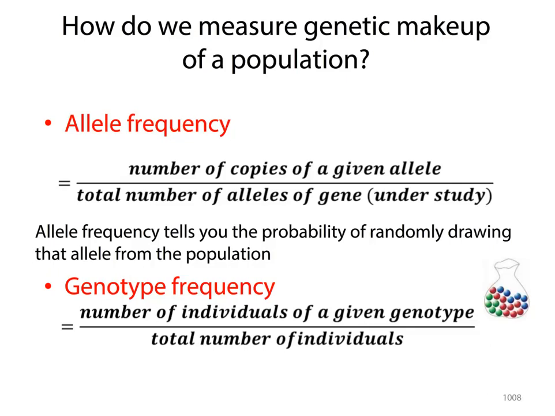Now the second way is through what's called genotypic or genotype frequency. And so that's the number of individuals of a given genotype divided by the total number of individuals. Hopefully this makes sense. If not, please let me know.